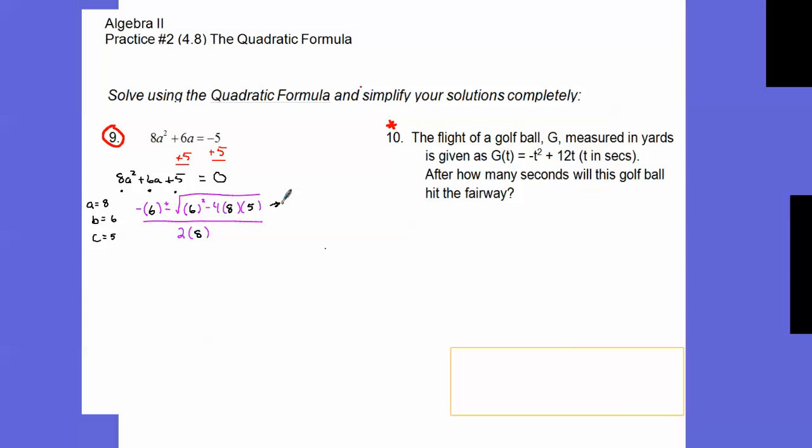We will next calculate the value of the discriminant. This is going to give us 36 minus, now negative 4 times 8 is going to give us a 32. That value is also going to be multiplied times 5. These two, the 32 times the 5, is going to give us 160. And then 36 minus 160 is going to give us a negative 124.